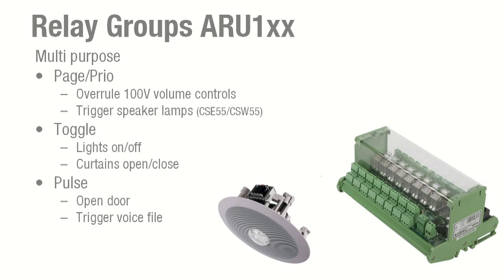Relay groups. You can also attach relay groups to the paging system completely to the M2. You can use it to overrule 100-volt volume controls, the same as these relay outputs, or to trigger speaker lamps. It can be used to toggle lights on off, to open curtains in a meeting room, also to open doors or to trigger an external voice file. Here we have an example of a speaker with built-in lamps and the ARU unit.